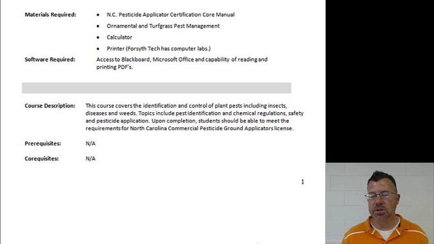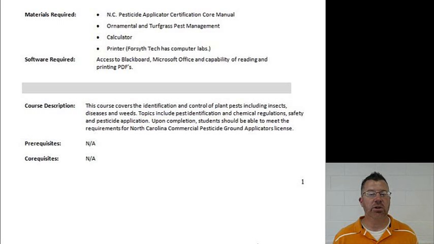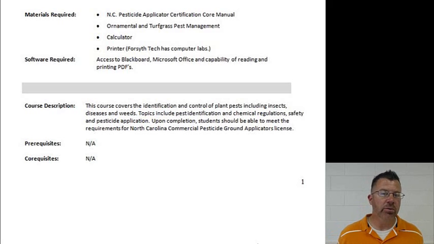The course description. This course covers the identification and control of plant pests, including insects, disease, and weeds. Topics include pest identification and chemical regulations, safety and pesticide application, and upon completion, students should be able to meet the requirements for the North Carolina Commercial Pesticide Ground Applicator's License. And you'll see when we get into that topic of discussion, you'll realize that there's several categories that you may want to pursue even a little bit further. But there are no prerequisites or co-requisites for this course.